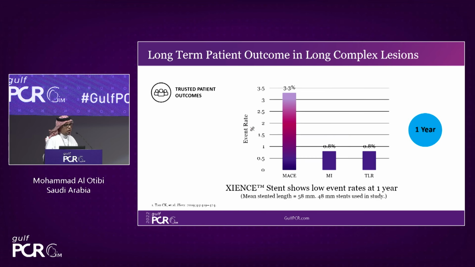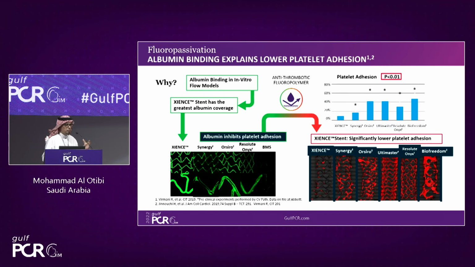Even if it is a long and complex lesion, similar to this case, the Zion's record at 1 year has a single digit of MACE. The other important point, and we have seen it in this case, is that there is thrombus and there is an issue of expansion.